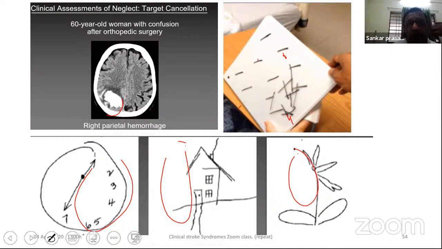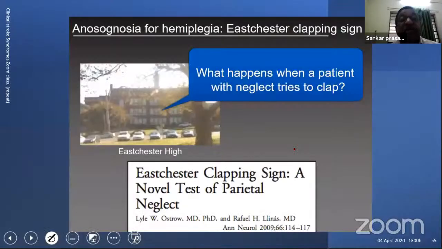Right now in ward 6 there is a case who has neglect, and interested students can go and see that case. So anosognosia for hemiplegia: what happens when a patient with neglect tries to clap? His left hand doesn't move at all. But he doesn't know that it is not working, and still he goes on clapping, isn't it? Because he doesn't know that it is not working, he'll try and clap.